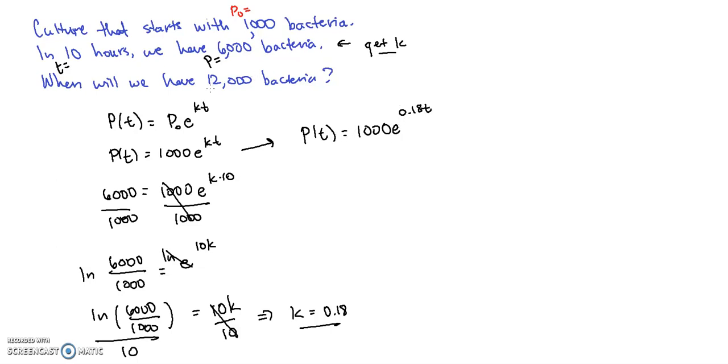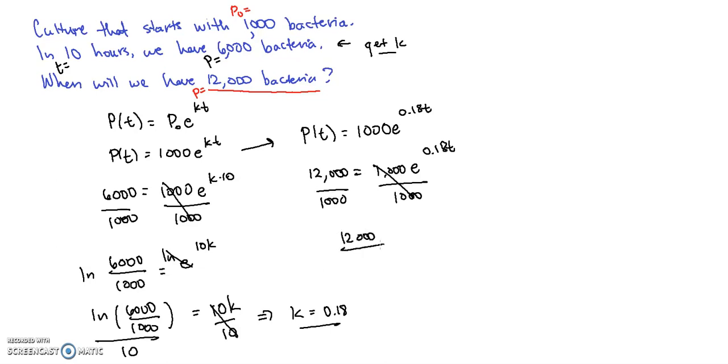So the question is, when will we have 12,000 bacteria? That's now the population that we're looking for. We're looking for P equals 12,000. We're going to put that right here. So 12,000 equals 1,000 e to the 0.18t. And again, we solve. So get e by itself. And then we want to get rid of e, so we're going to do the opposite, which is natural log.